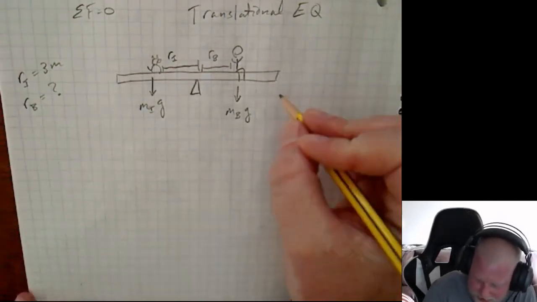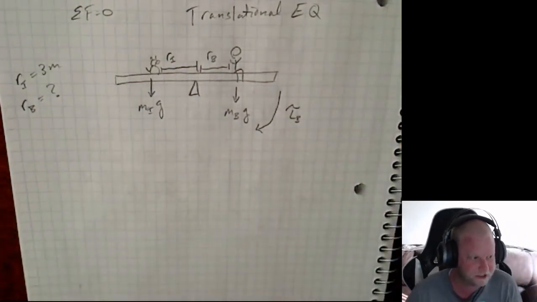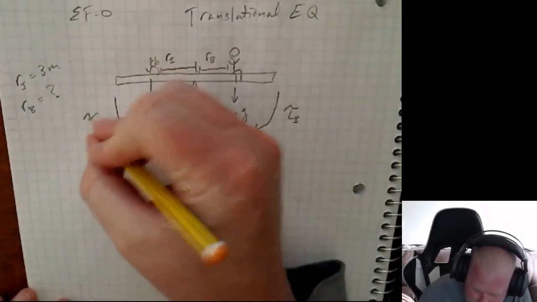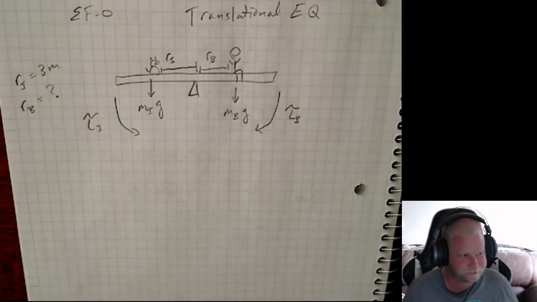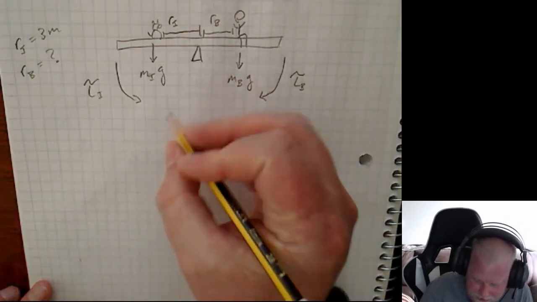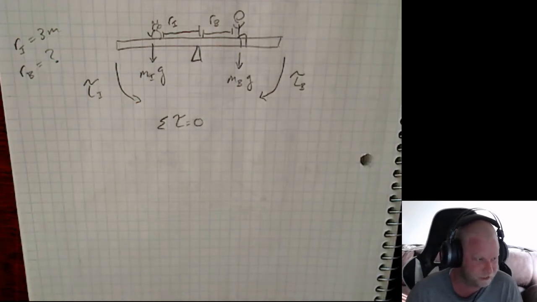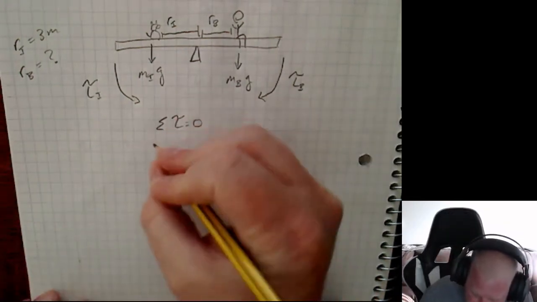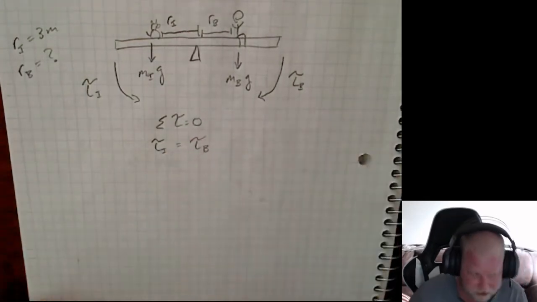So in the boy's case, his weight, we'll call it torque boy, would be generating a clockwise torque. The dog, his weight, would be generating a counterclockwise torque. Now, if this seesaw is balanced, then we know that the net torque has to be equal to zero. Right? Your clockwise torque has to equal your counterclockwise torque. So we know that the torque generated by Irving has to equal the torque generated by the boy.